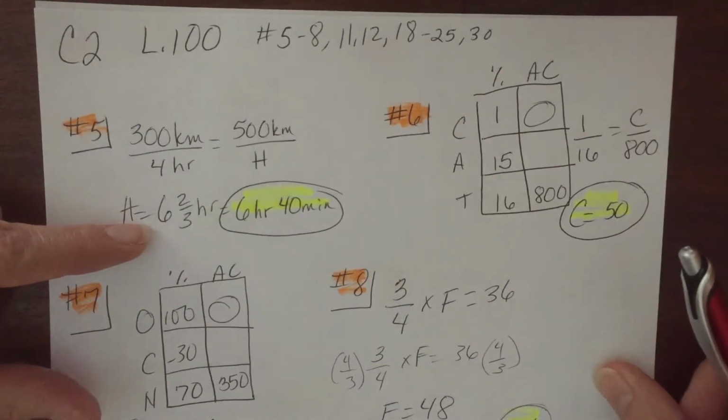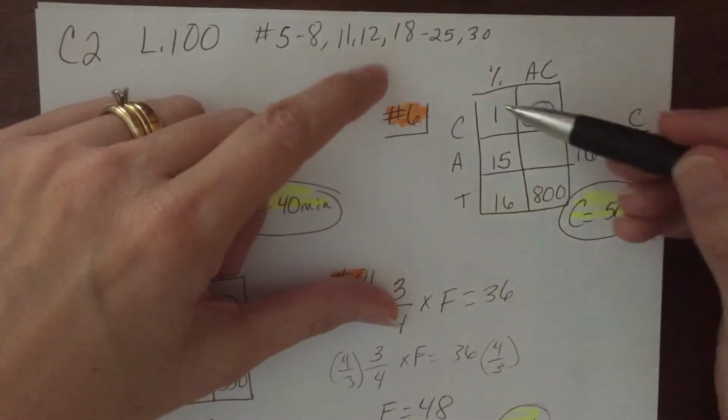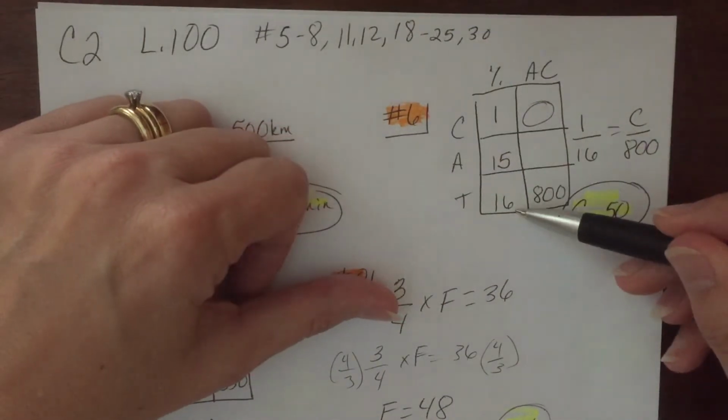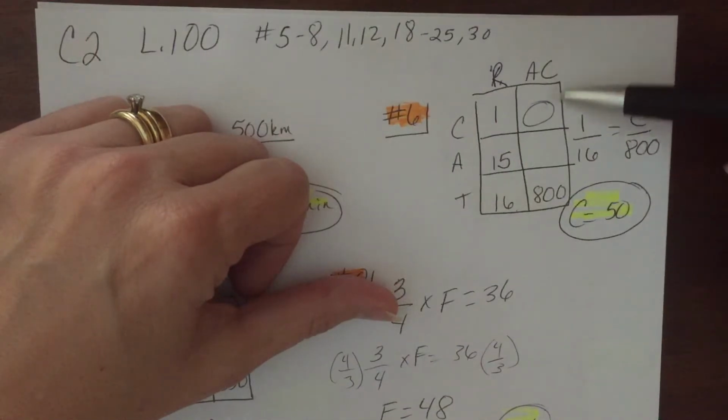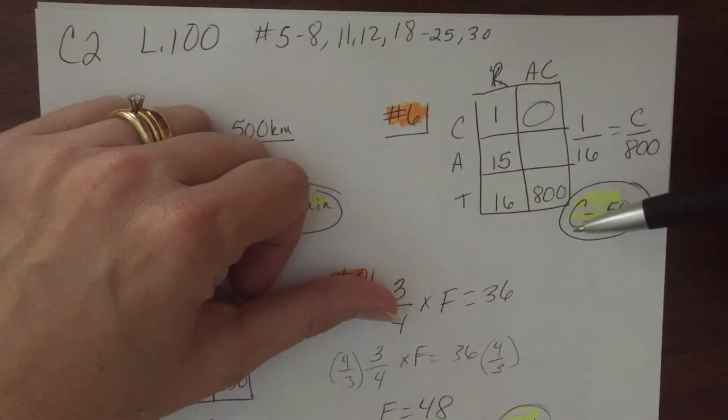Number 6, the ratio of children to adults is 1 to 15. That gave us a total of 16. Oops, this should say ratio on the ratio category. It says that 800 people visited at the museum. So how many children were there?